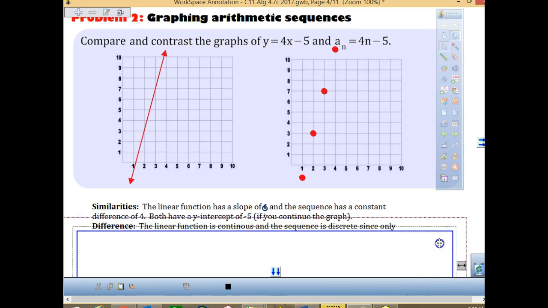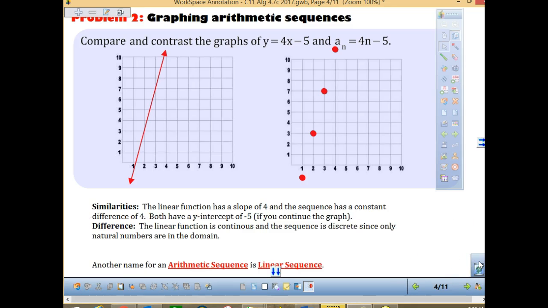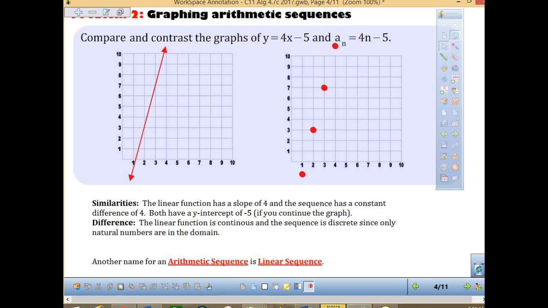What's different about them? The linear function is continuous, right? Anytime we graph a line, it's a continuous function. Whereas our sequence is going to be discrete. And it will only be positive whole numbers. So we aren't even going to graph the y-intercept down here of x equals 0, -5. We're not even graphing that because a sequence only goes from 1 to 2 to 3 to 4, and it doesn't have any fractions or decimals. Okay?